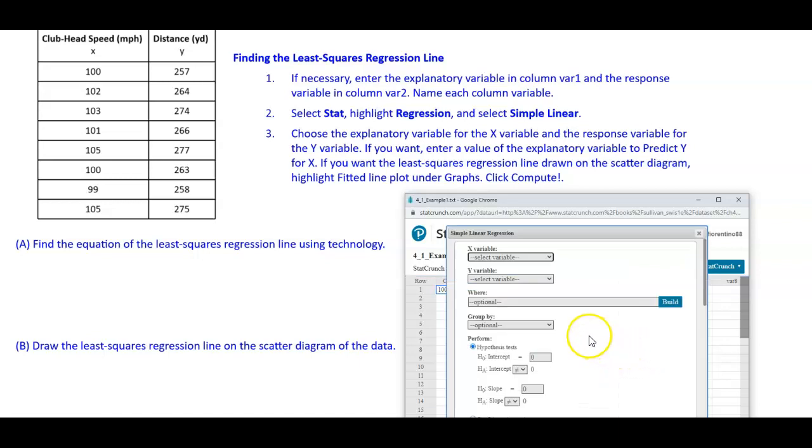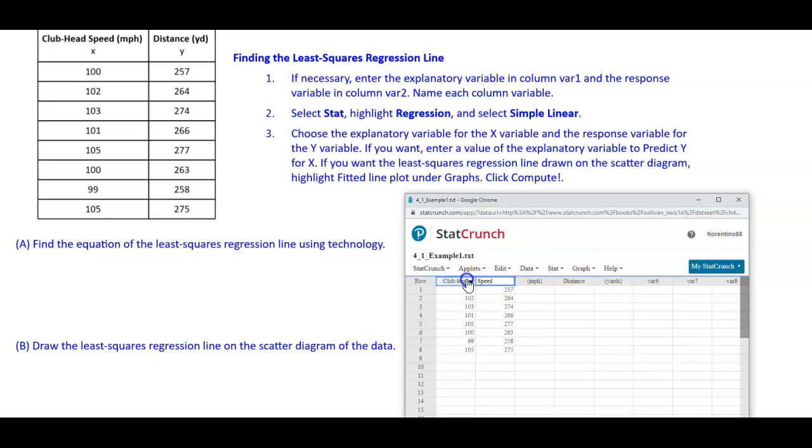Okay, now once we do that, we're going to choose the explanatory variable for the x variable. So we know that that's going to be the club head speed because that is the x variable. And we know that the y variable is going to be the response variable, which is the distance. So that should not be speed, it should be distance. And I'm going to go back and I'm going to correct that column up here because it should say distance.